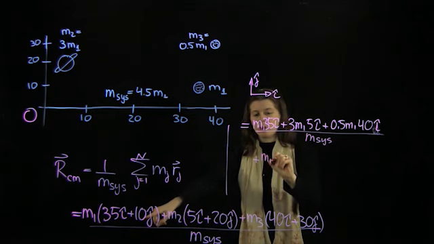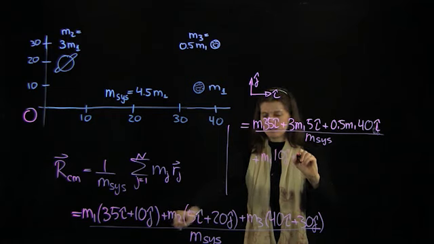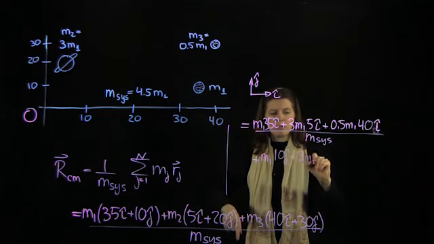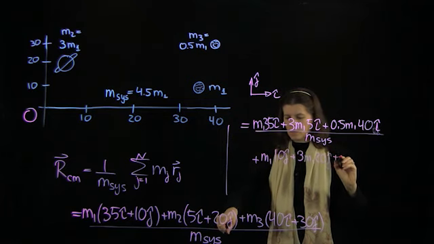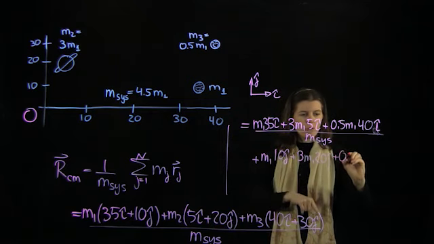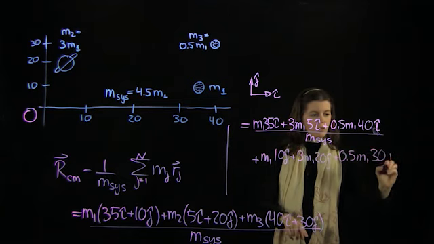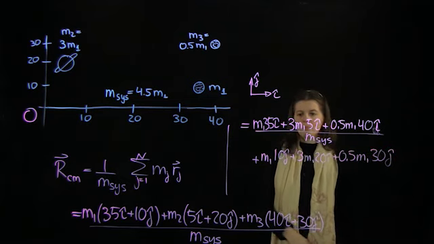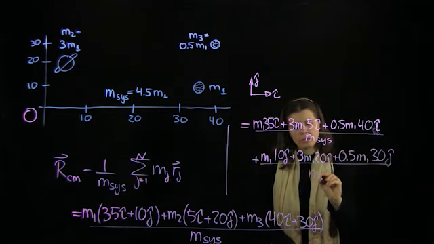So m1 10 plus 3 m1 20 plus 0.5 m1 30 j hat. And again, we have to divide this over our system mass.